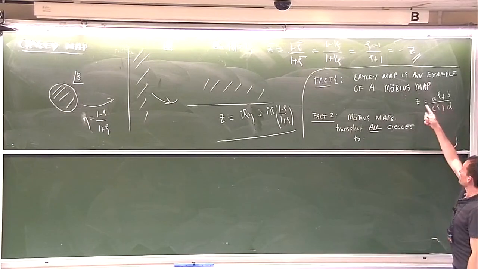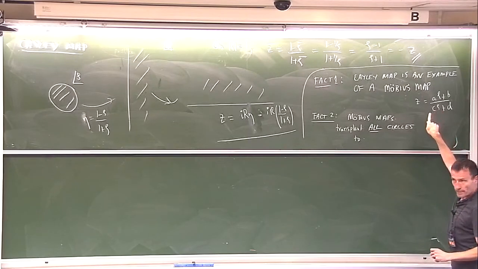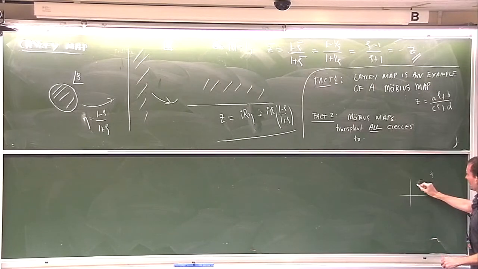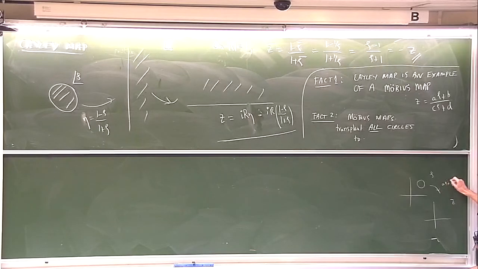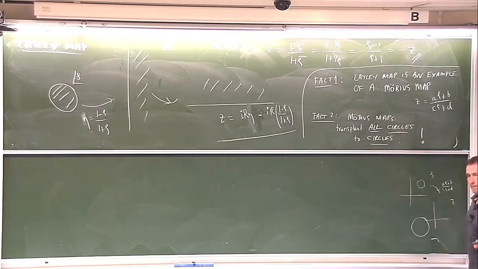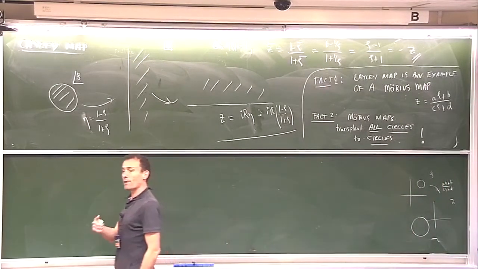If I think of this as a mapping between two regions, any A, B, C, D, and then in the zeta plane I take a circle and put it through this mapping, do you know what shape the image will be? What's the answer? Fact: every single circle gets mapped by a Mobius map to another circle.